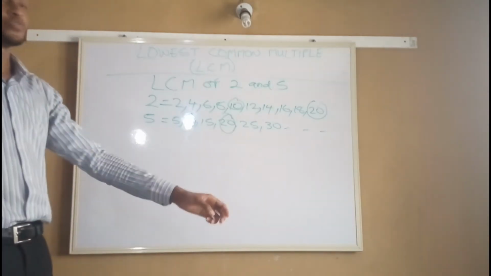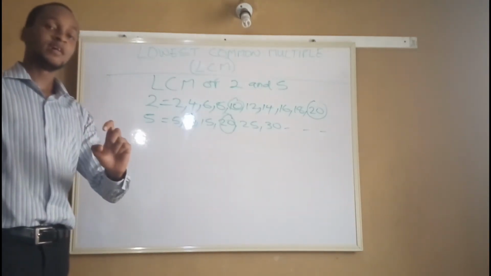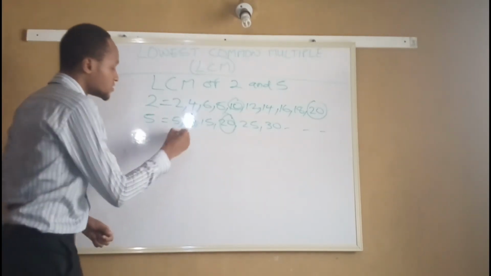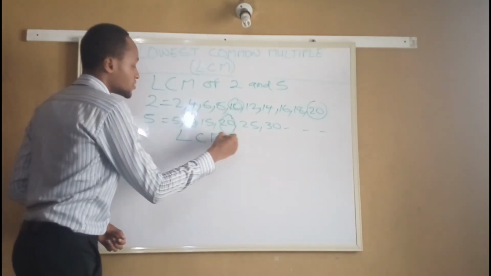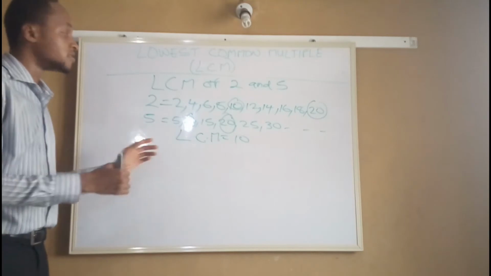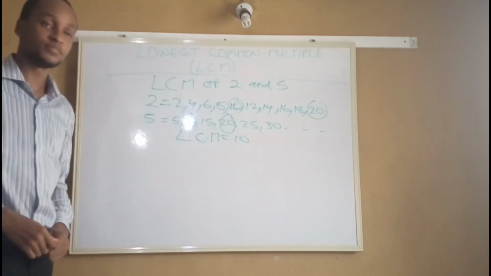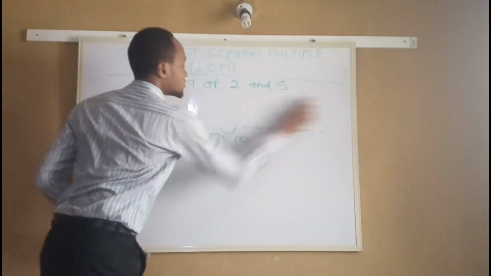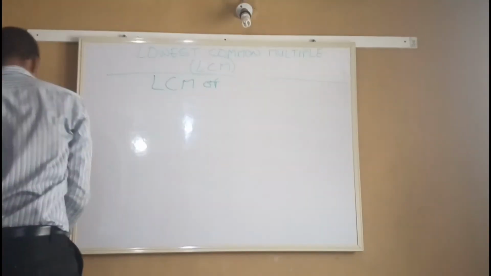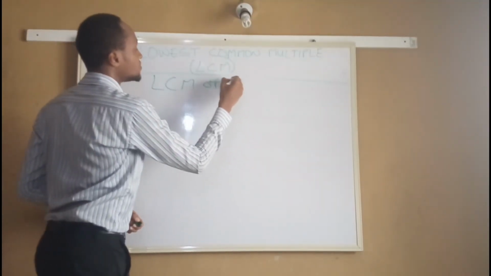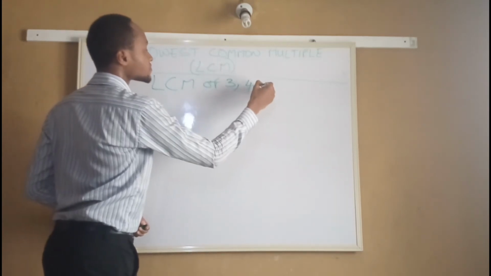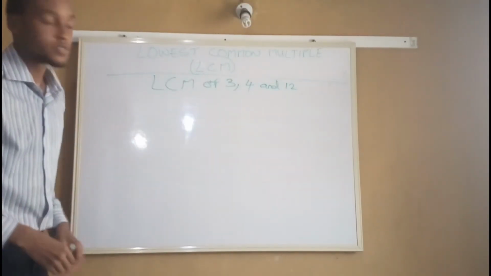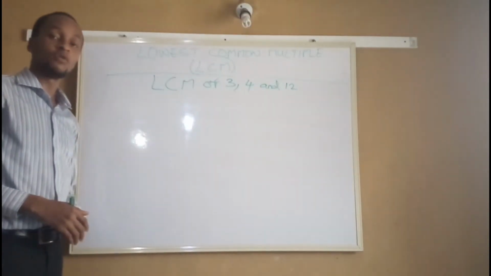But among these multiples, you can see there's the one that's the lowest. The lowest common multiple is the LCM, and that is 10. So LCM is equal to 10. You list the multiples and pick out the common multiples. That is one. Now we're going to look at another one. Exercise. LCM of 3, 4, and 12.